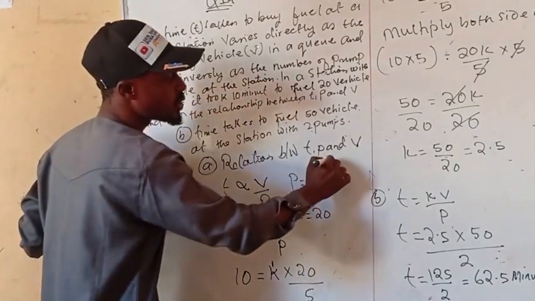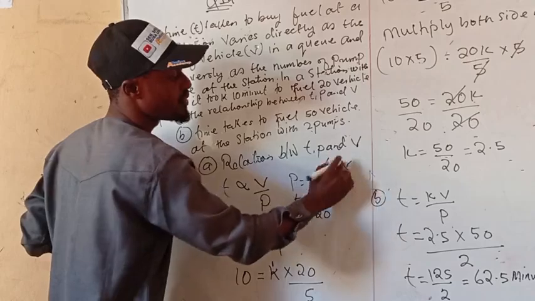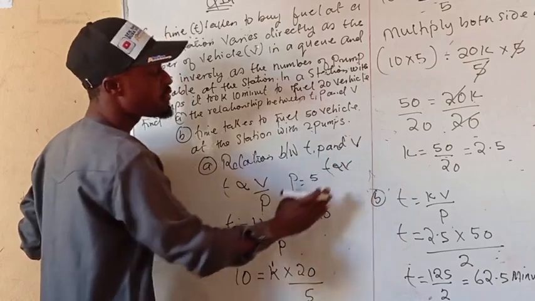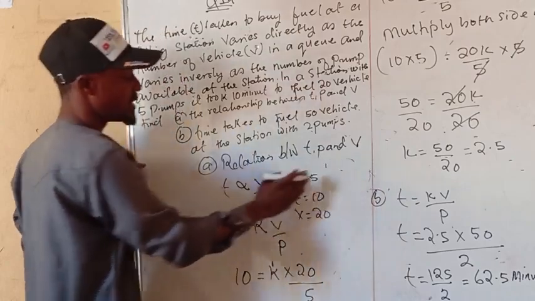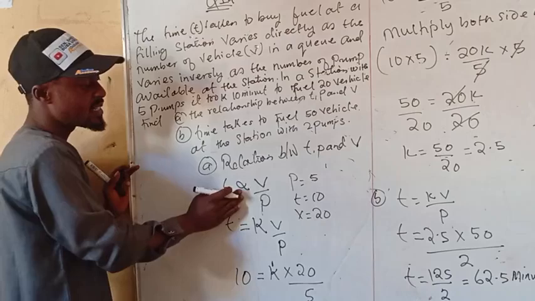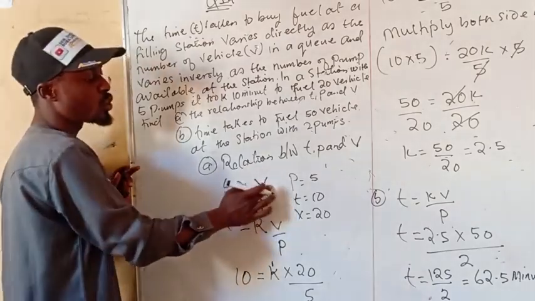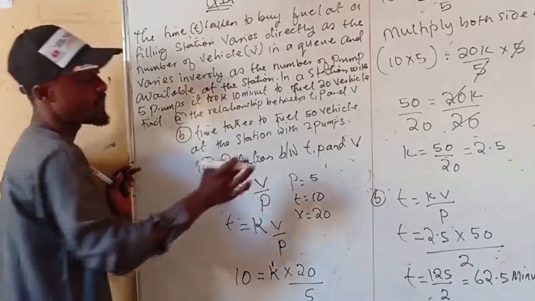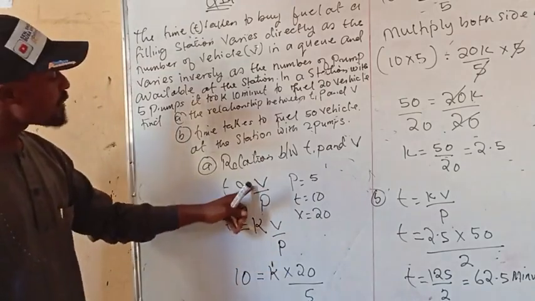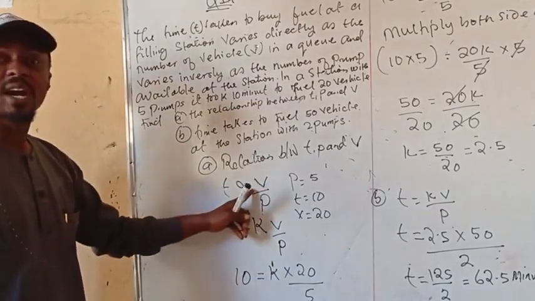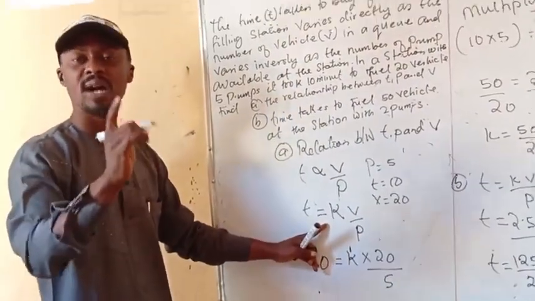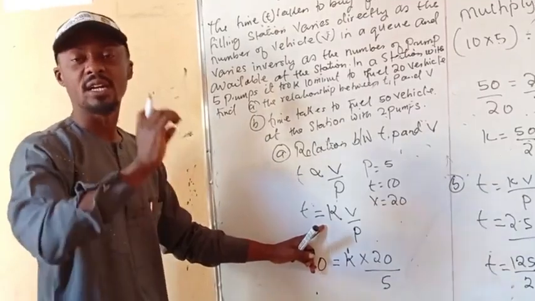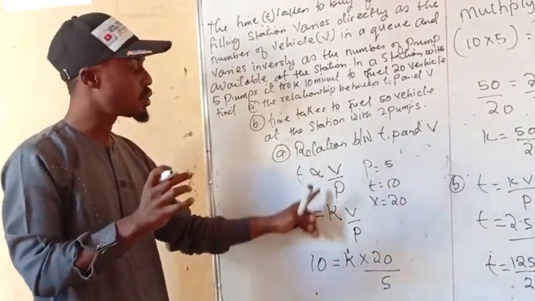Direct variation is T varies as V, but inverse variation is just 1 over P. That is how it is. If you look at it, T varies directly as V, but also varies inversely as P. Therefore, we have to eliminate this sign of variation and introduce the sign of equality. There is a mathematical condition in changing the sign of variation to an equality sign.